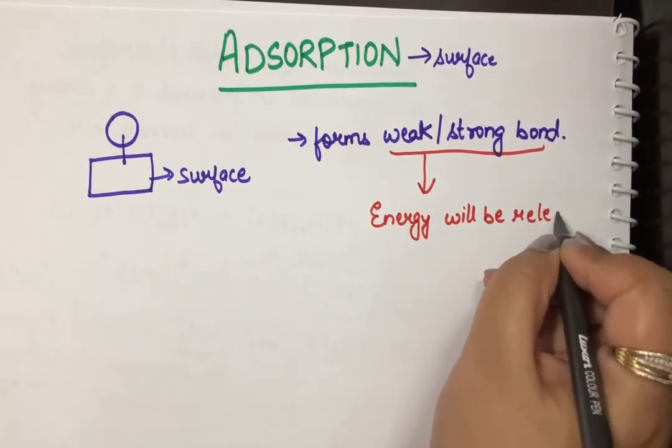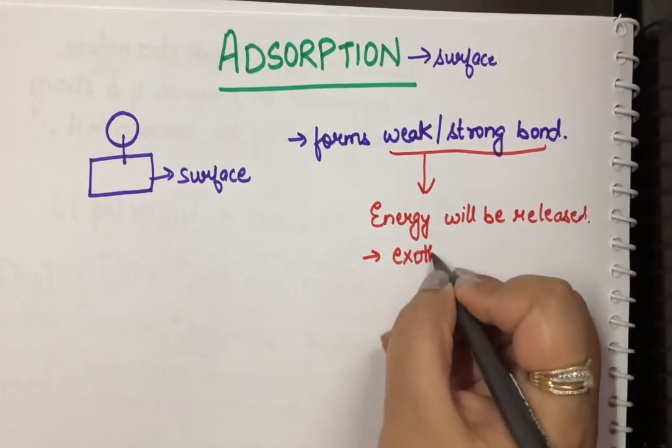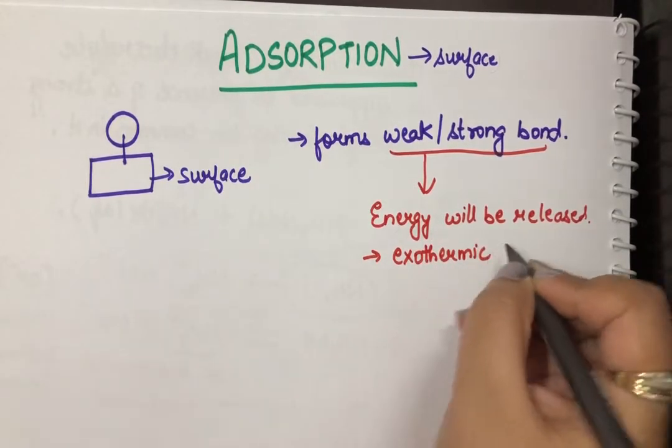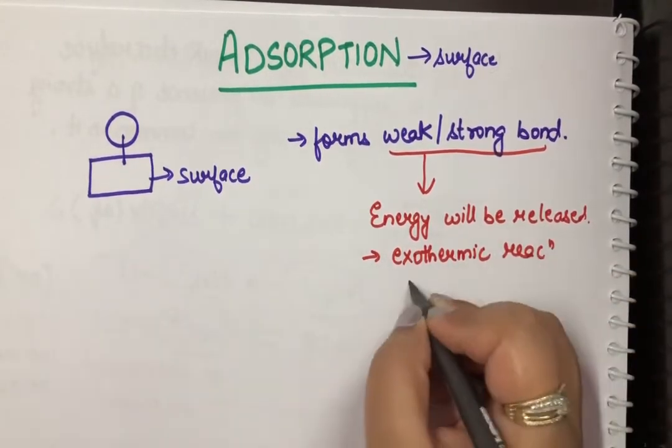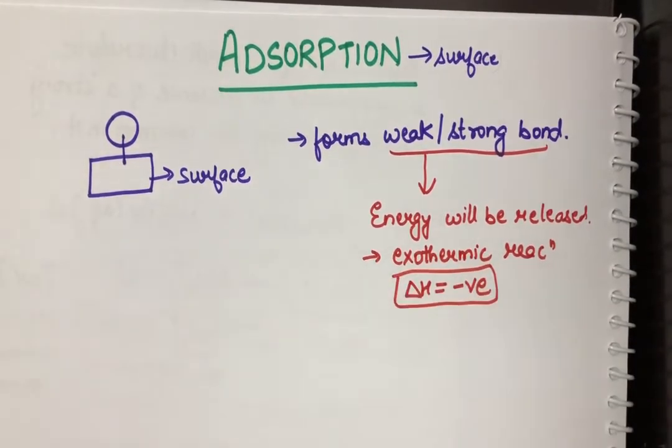So when energy is going to be released, we know it is an exothermic reaction. And if it is an exothermic reaction, we say that the delta H is negative. So that is one thing that you need to remember, that whenever adsorption is happening, it is an exothermic reaction and the enthalpy is negative. The energy is being released during the reaction, and that is why delta H is negative.